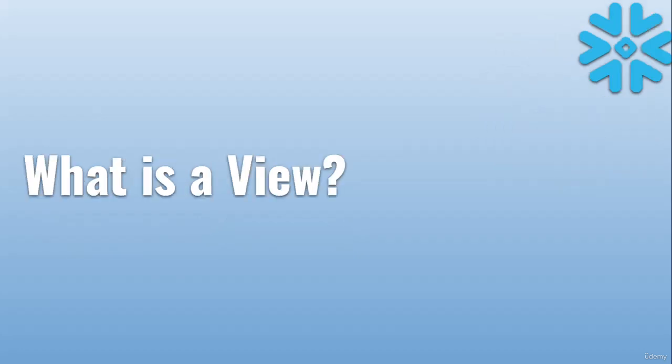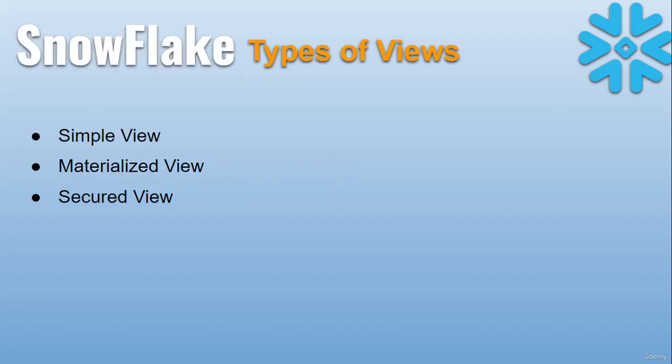Before we get into the types of views, let's quickly see what a view is in Snowflake. A view is a virtual table that does not physically store data but represents the result set of a query on one or more tables. It acts as a lens through which you can access specific subsets of data or present complex queries as a simple and reusable object. There are three main types of views in Snowflake: simple view, materialized view, and secured view.